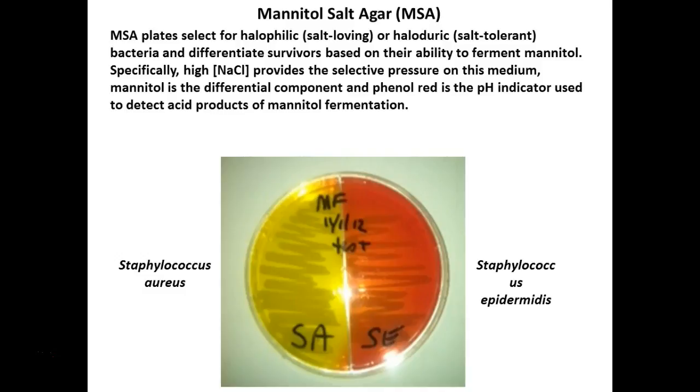Okay, so mannitol salt selects for salt tolerant, right? So only salt tolerant grows. So if yours didn't grow, it's salt intolerant. If it is salt tolerant, then you could ask the next question: does it ferment mannitol? And typically why we use these plates, we're looking for what organism that ferments mannitol. We're usually looking for Staph aureus, right?